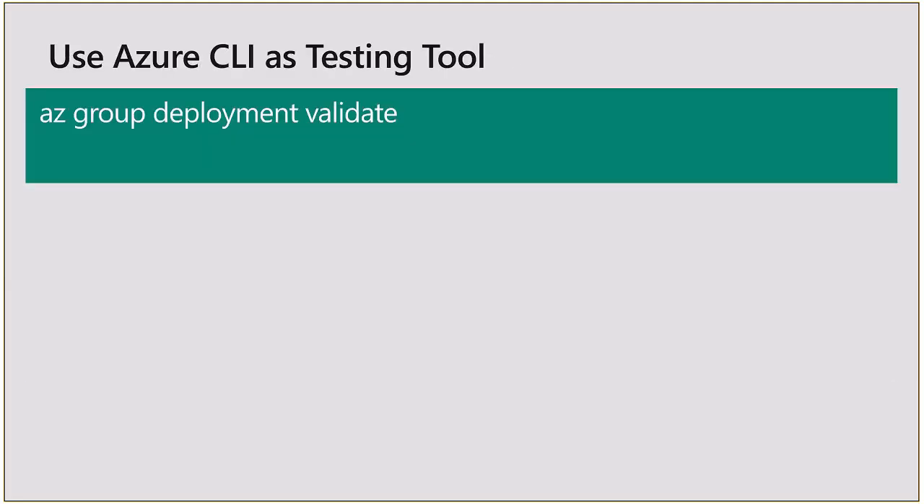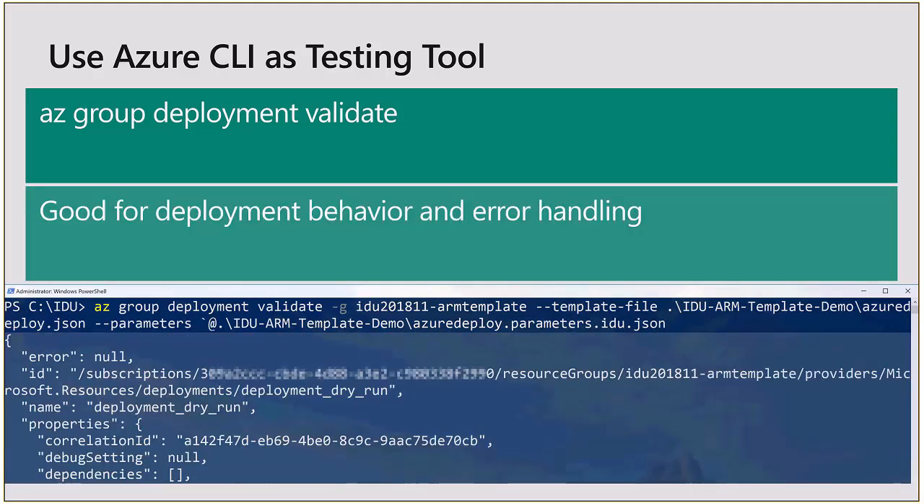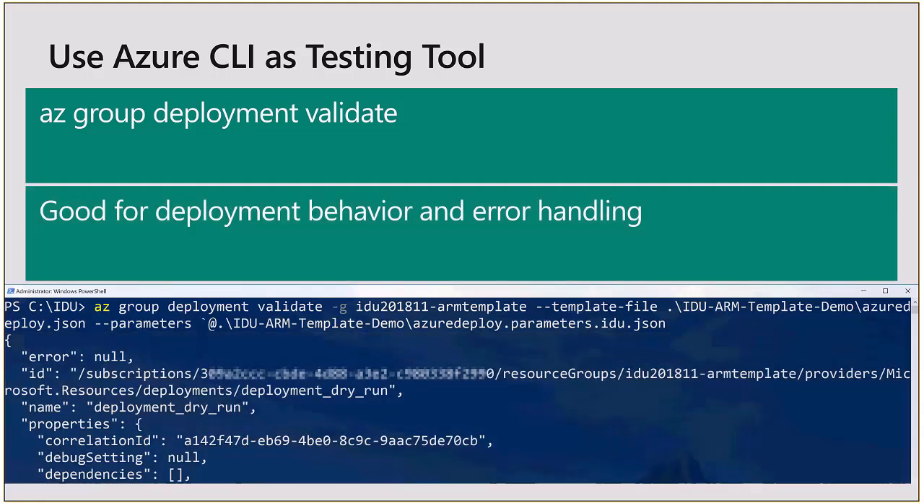So this is the command, and this is how we send it with the Azure CLI for your ARM template testing. Once it is done, it returns a JSON object. If there is an error, it contains an error object. If there is no error, it contains all the validation results, including what kind of behavior will be expected.